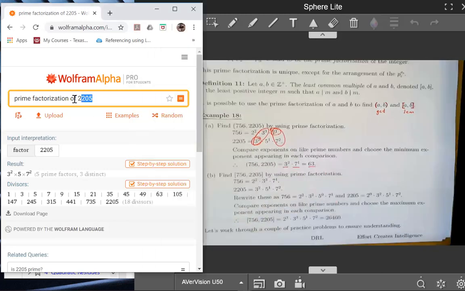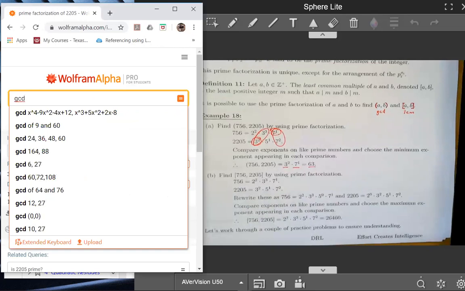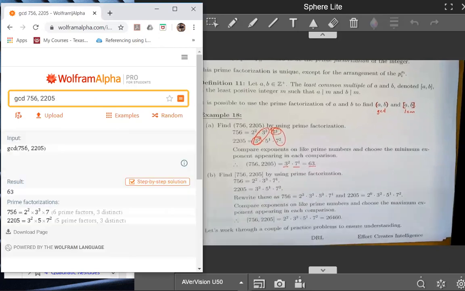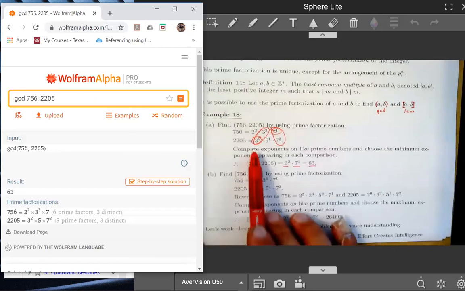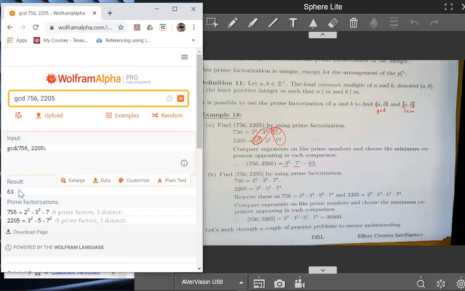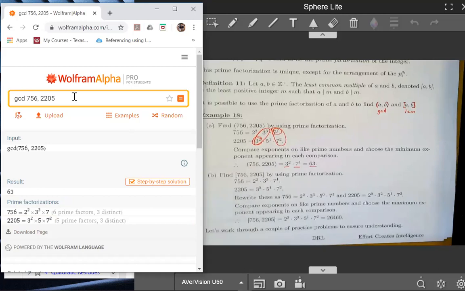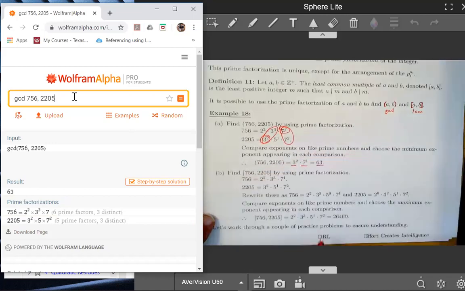And of course, we could use Wolfram Alpha to double check that and ask for the greatest common divisor of 756 and 2205. And it does give us that it is 63. And notice that when we do that, it provides us with our prime factorization, which is a useful piece of information for writing these things out. But you need to be familiar with what this process is.